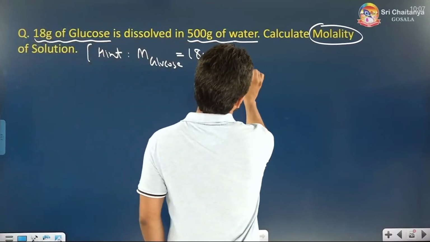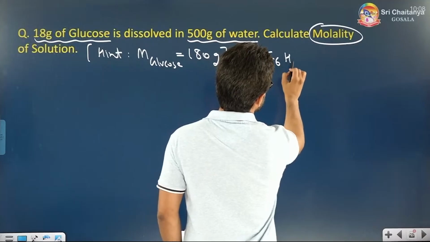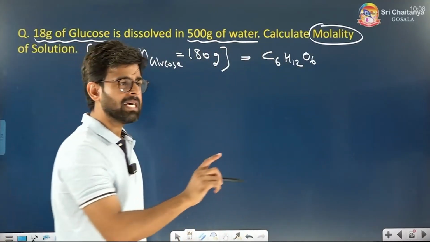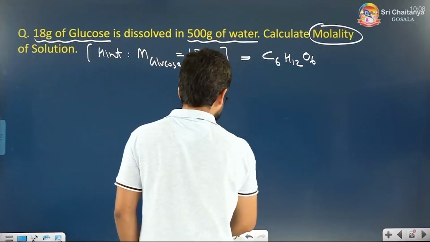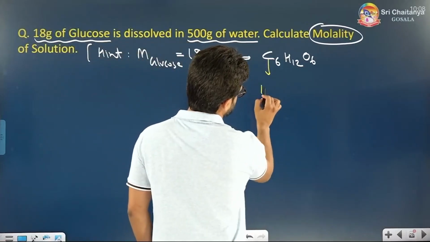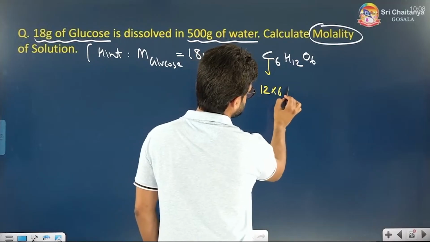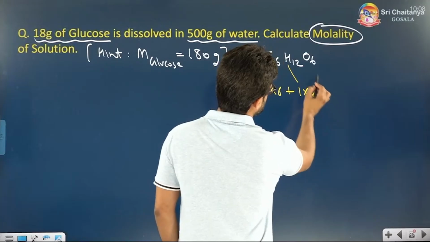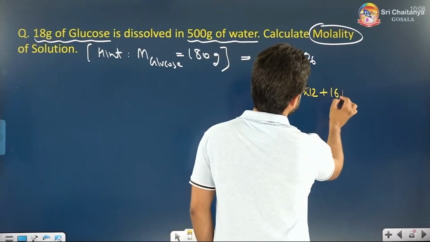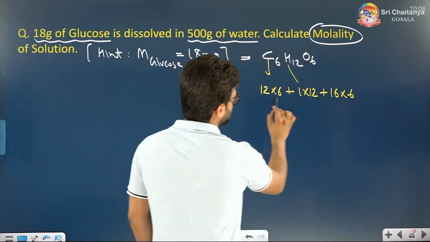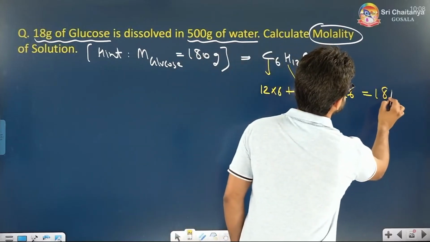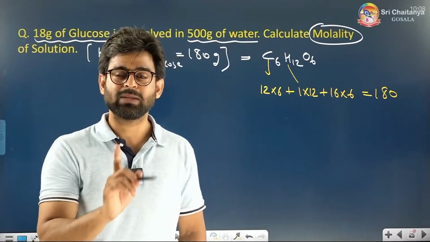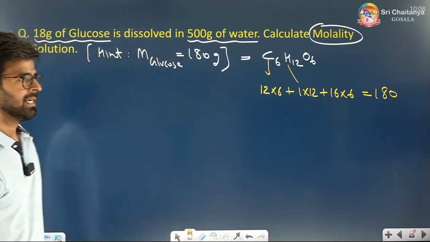Look at this carefully. Glucose is C6H12O6. Carbon has mass 12, and there are 6 carbons, so 12 into 6. Plus hydrogen, mass 1, and there are 12 hydrogens. Plus oxygen, mass 16, and there are 6 oxygens. If you sum up all of these, 180 is the molar mass. 180 gram is the molar mass of glucose.